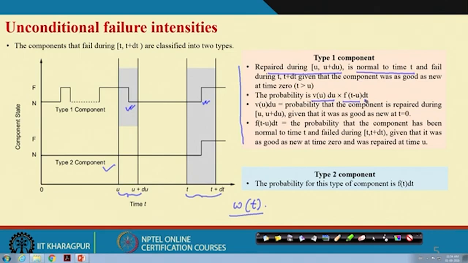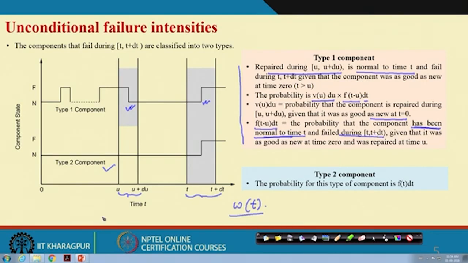Then what is v(u) du? The probability that the component is repaired during this interval, given that it was as good as new at time t equal to 0. And then what is f(t minus u) dt? The probability that the component has been normal up to time t, please read this, has been normal up to time t and failed between t and t plus delta t, and obviously the other condition is that it was as good as new at time t equal to 0 and repaired at time t equal to u.